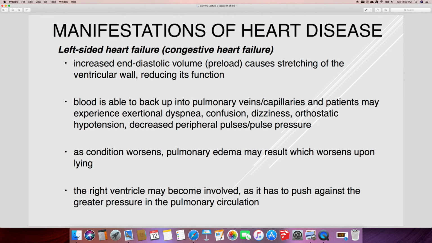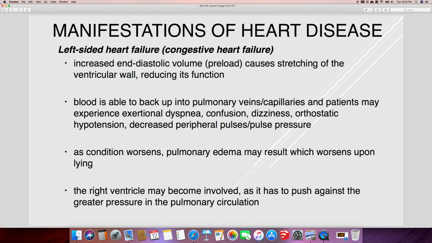So let's talk about left-sided heart failure, which can also be called congestive heart failure. Congestive heart failure is sometimes used as a term for heart failure in general, but it's really more appropriate for the left side. So basically, with left-sided heart failure, you have increased end diastolic volume. This is also known as preload. This is basically the greatest volume of blood in the ventricle before it contracts. That's what end diastolic volume is.